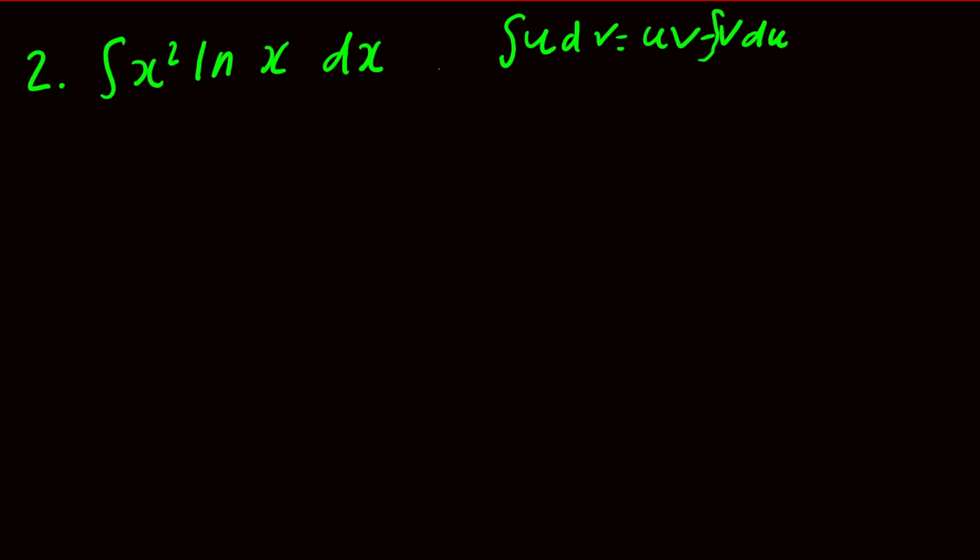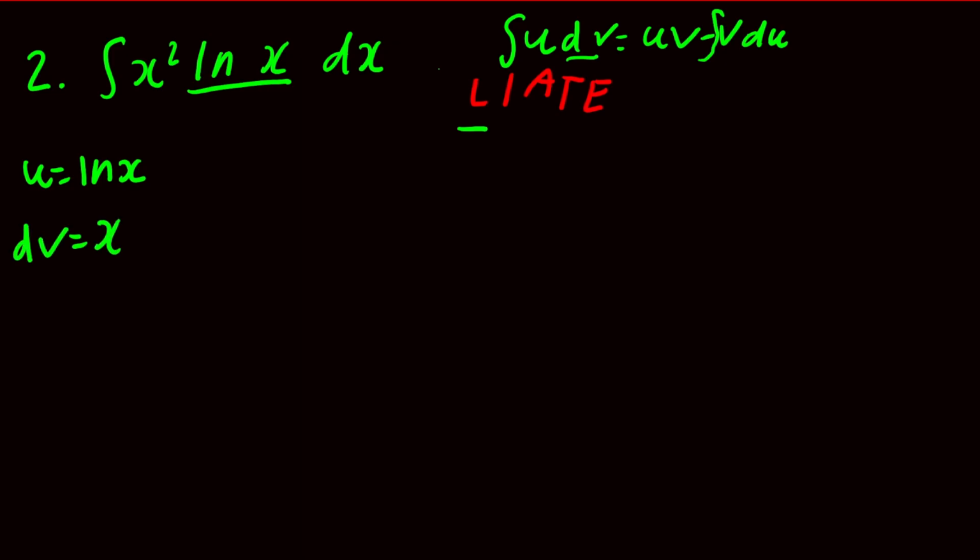First, we have to choose our u. Remember what we said: LIATE. The first thing is logs, and I see a log here, ln x. So I'm going to make u equal ln x, and that makes dv equal x squared dx.